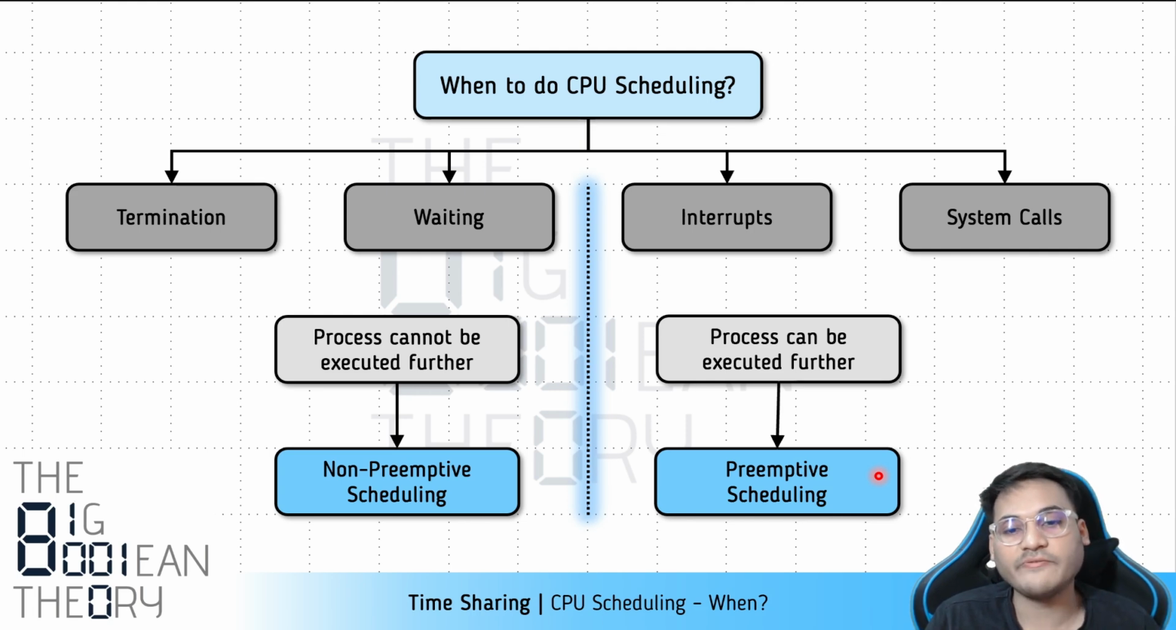So these are all the different cases when the operating system can do scheduling, and depending on whether the scheduling was done in a case where the process could no longer execute further, it will be called non-preemptive. Otherwise, if the scheduling was done in a case when the process could have executed further, this is important, the process could have executed further but still it was context switched, then such a scheduling policy is called preemptive scheduling.